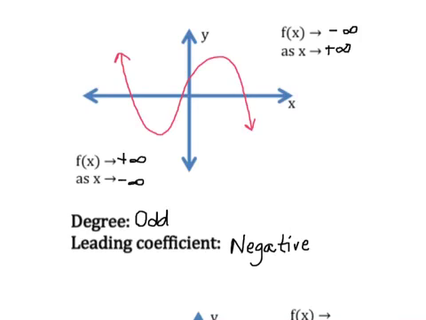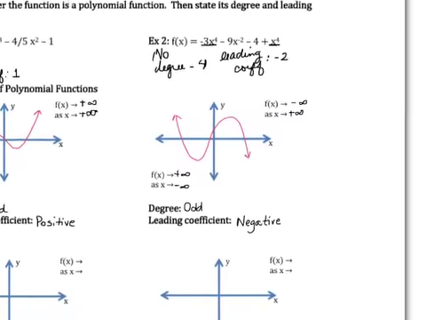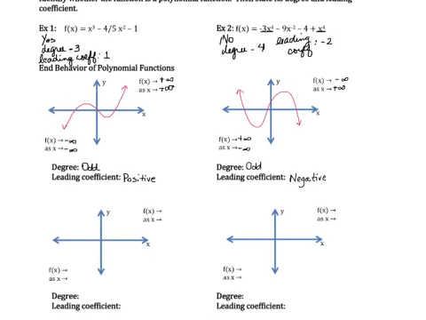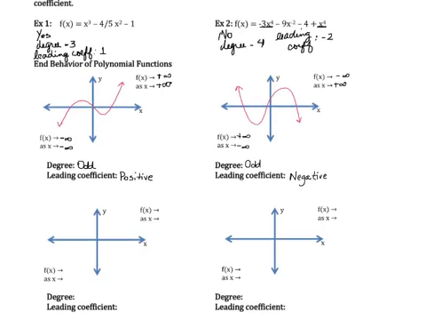So what I want you to look at for these odd degree graphs is that the y's are going in opposite directions. So if your y values on the ends are going opposite, you have an odd graph. So let's look at even graphs.